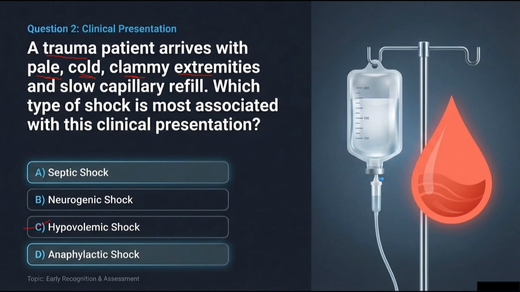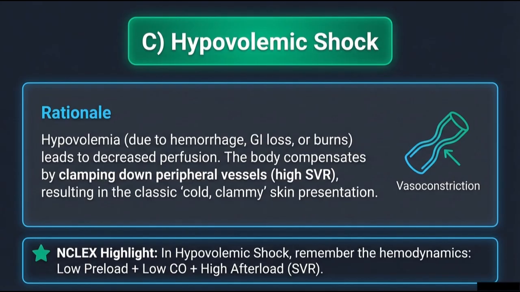But from this presentation, we also need to understand why the patient is having hypovolemic shock, right? So the rationale here: hypovolemia due to hemorrhage, GI loss or burns leads to decreased perfusion. The body compensates by clamping down peripheral vessels, increasing systemic vascular resistance. So due to vasoconstriction, high SVR, systemic vascular resistance, results in the classic cold, clammy skin presentation.